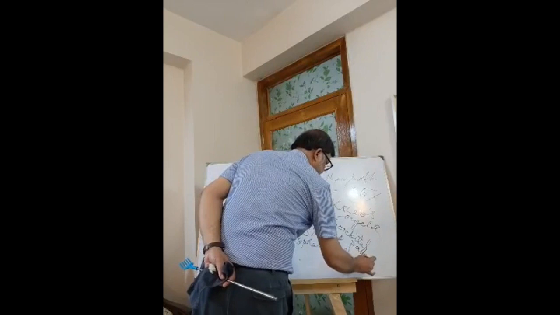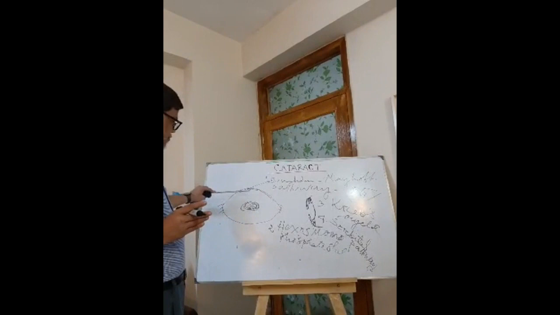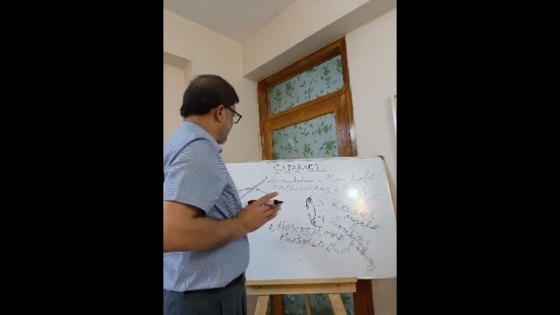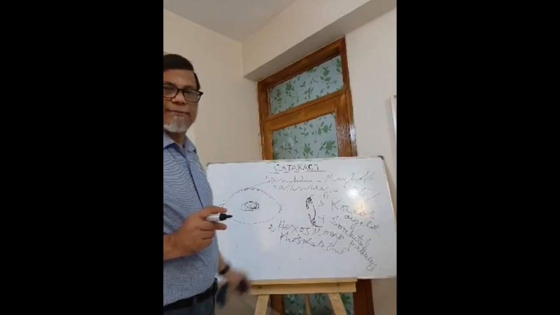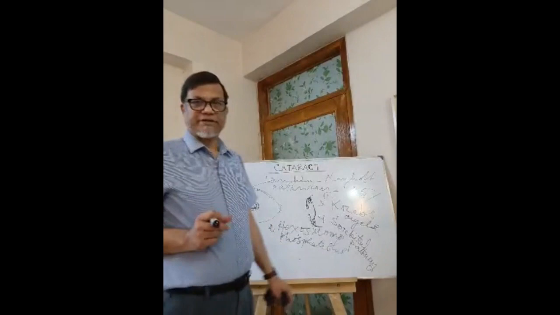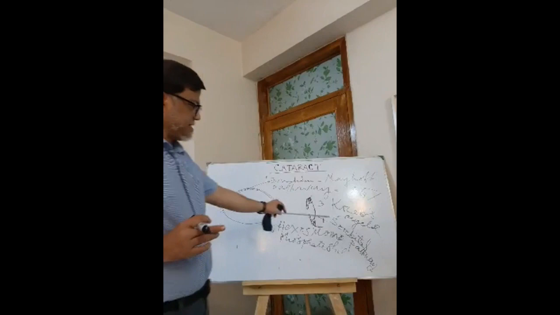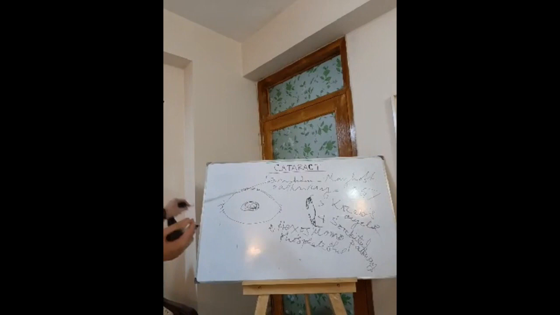Number one, 85% of this: to maintain the inside water, or to get rid of this water contained in the lens, we require glycolysis, anaerobic glycolysis. This anaerobic glycolysis is carried out by the Embden-Meyerhof pathway about 85%. Number two, hexose monophosphate shunt. Number three, Krebs cycle, and sorbitol pathway. This is the metabolism going on inside this lens.